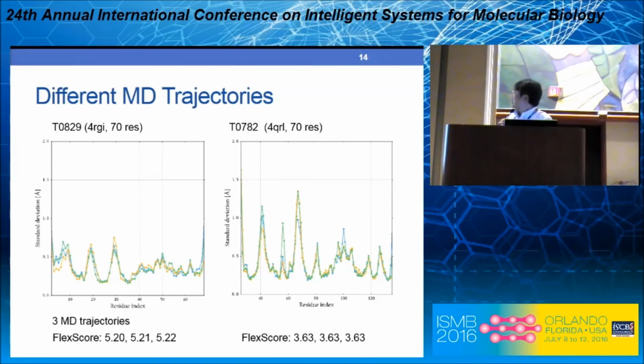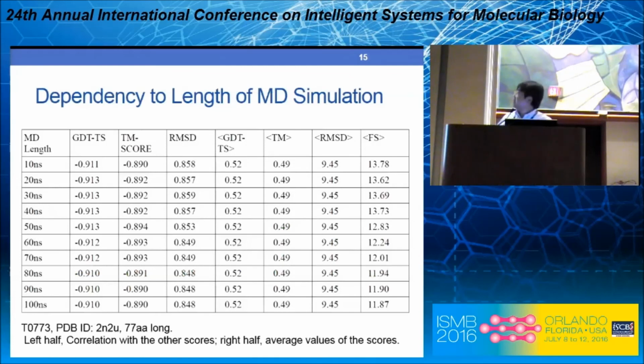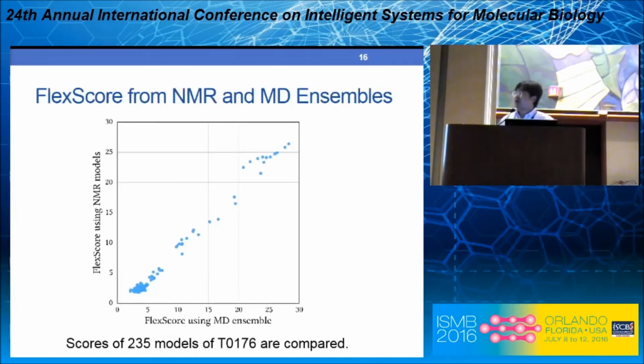Same message here. There is some deviation among the 3 trajectories from MD, but in this case, one of the models has an identical FlexScore. This is showing how the FlexScore depends on the length of the MD. The correlation does not change that much between the FlexScore and MD. This is showing robustness between this MD-based ensemble and the NMR ensemble.